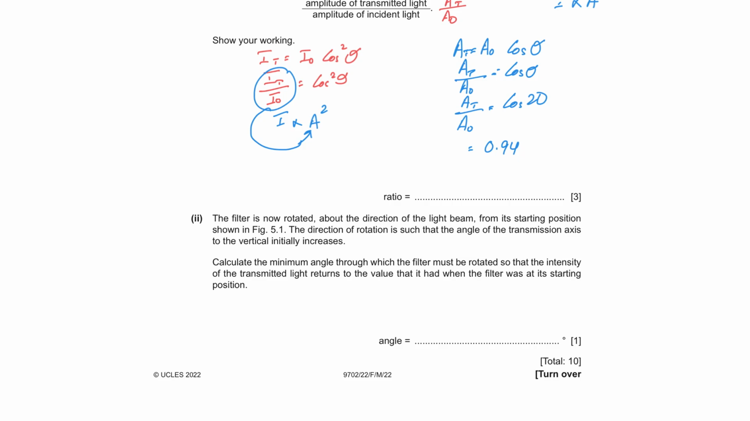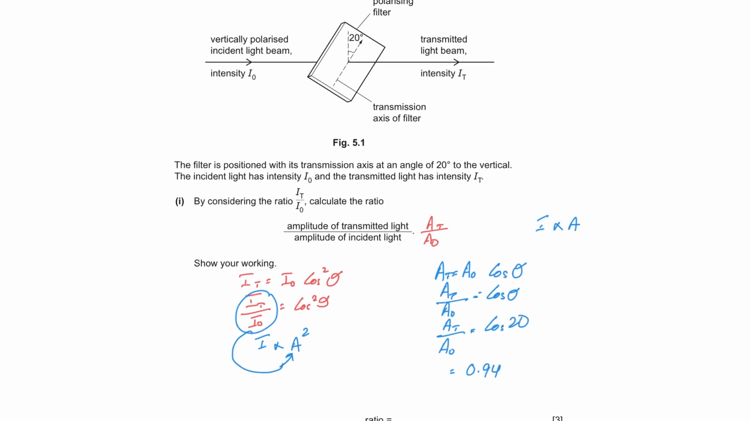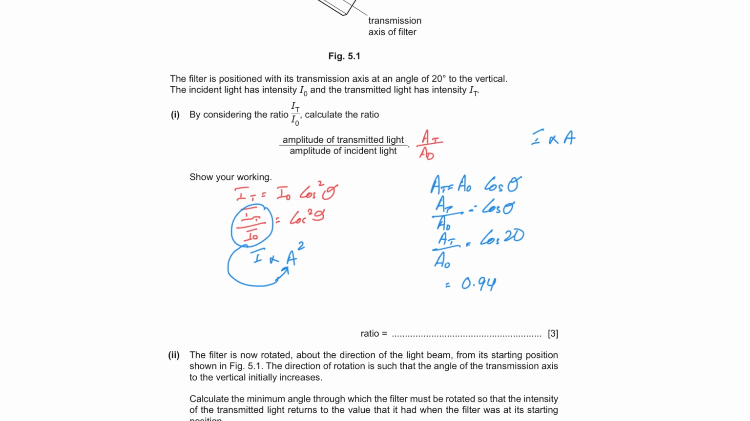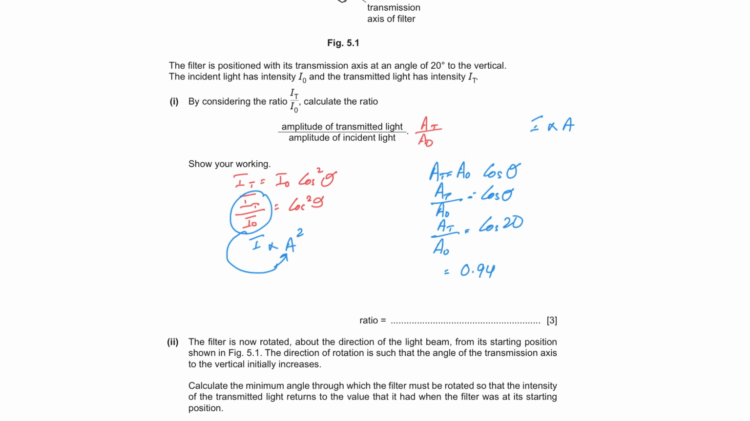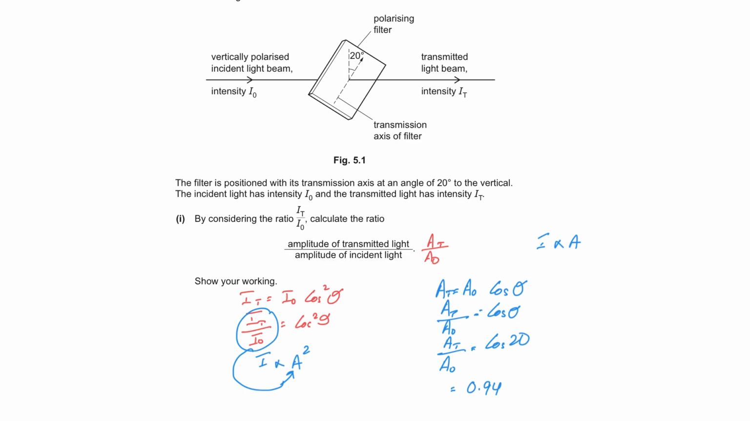Now, what are they asking us to do? They're saying that this polarizing filter that you see is rotated, and it's rotated in such a way that the angle initially increases, which basically means that this here will be rotated in this direction. The filter will be rotated in the clockwise direction if you view it from this point.